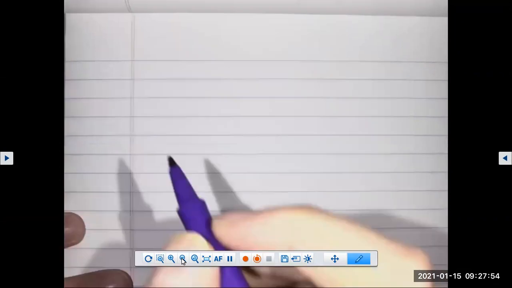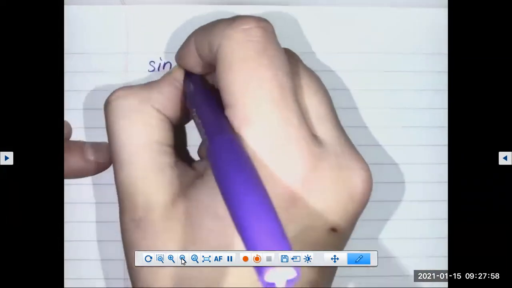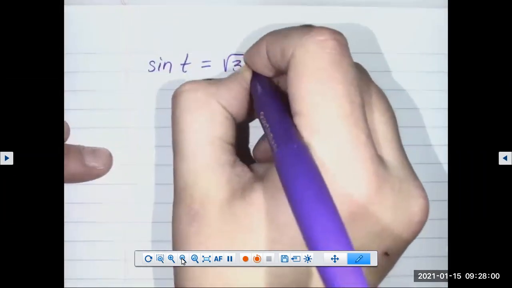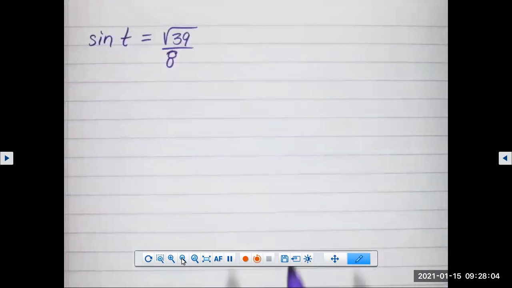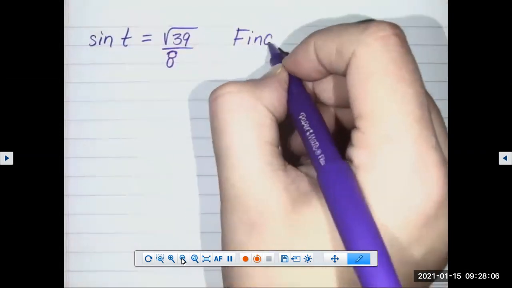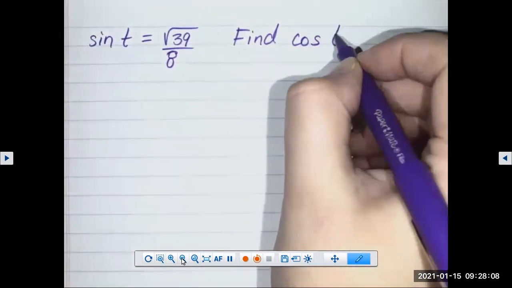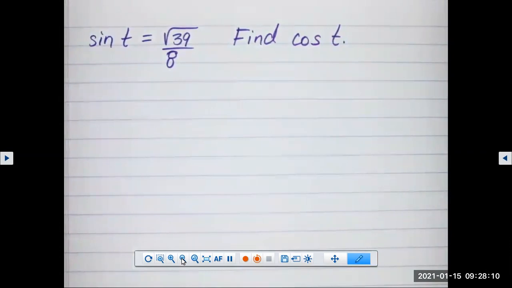All right, where that comes into play, you've got some problems in 4.2. They're going to give you a sine value or cosine value, either one. So sine of t is root 39 over 8. They ask you to find cosine of t using those identities.